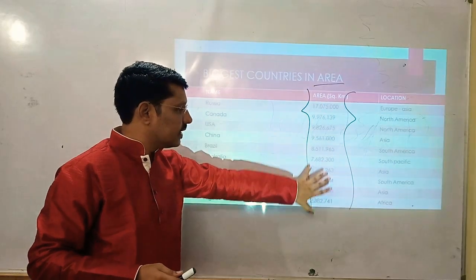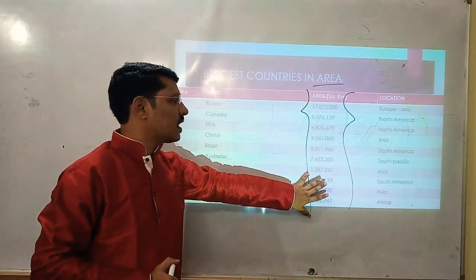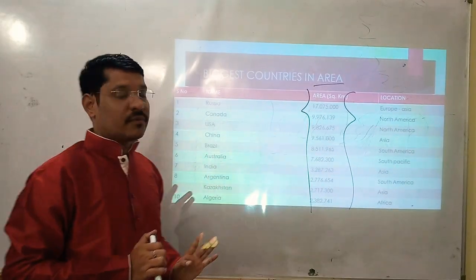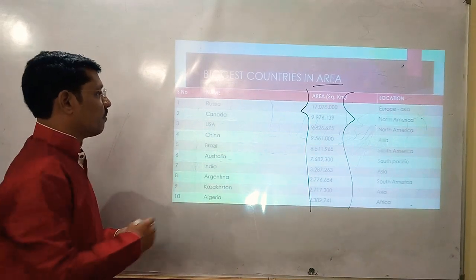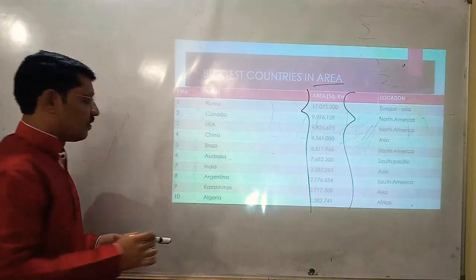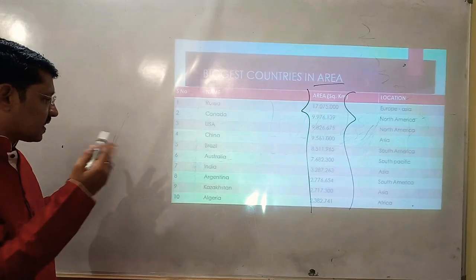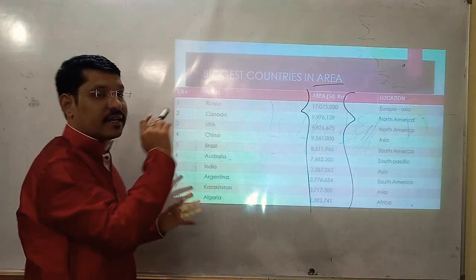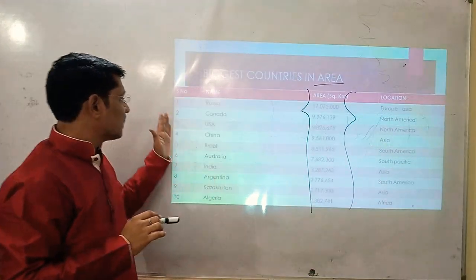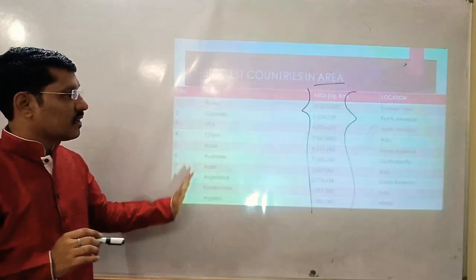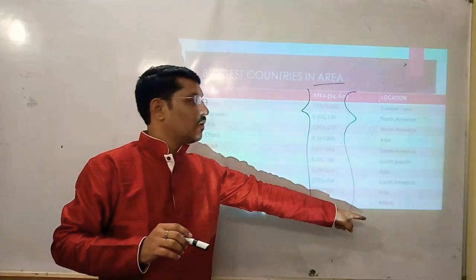It may come in competitive examinations, or otherwise it may not come as a question. But they will ask which is the fourth, which is the first, which is the second, which is the seventh, and where it is located. They will ask questions like this, or otherwise where it is located.